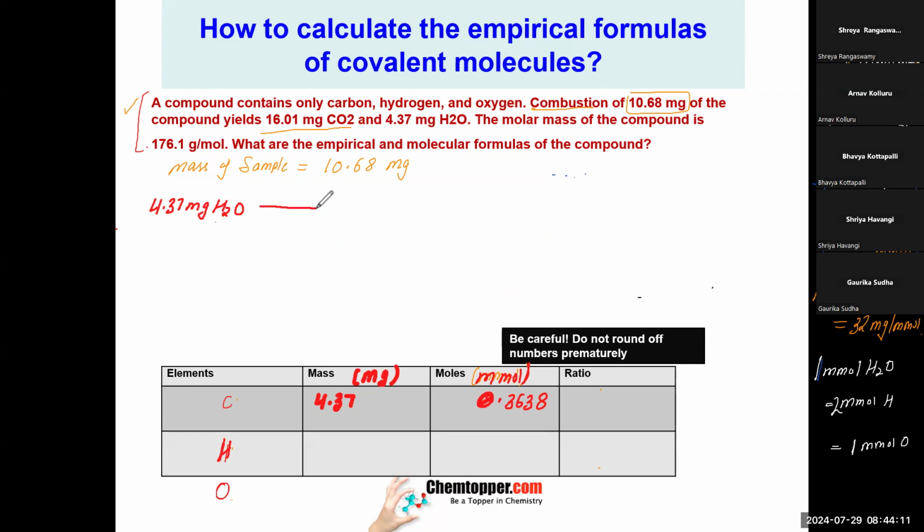Okay, now please tell me the planning. From milligrams of water, I can calculate millimoles of water. Very good, Shreya H. Millimoles of water. From millimoles of water, what can I get? Millimoles of hydrogen. Very good. Shreya R and Bhavya, your answers are slow as compared to other children. Move fast, okay? From millimoles of hydrogen to milligrams of hydrogen. Very good. So you're going to give me the ratios? Okay, let's start.